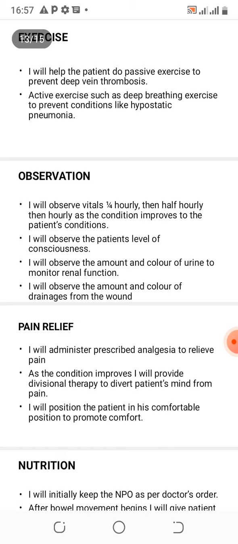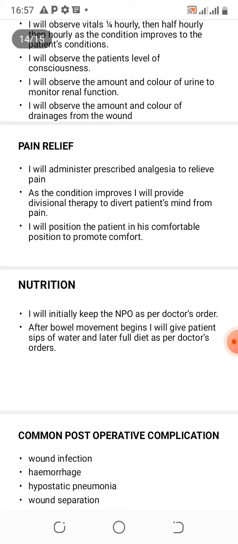Pain relief: I will administer prescribed analgesia to relieve pain. Then as the condition improves, I'll provide diversional therapy to divert the patient's mind from pain. Then I'll position the patient in his or her comfortable position to promote comfort. Then on nutrition, I will initially keep the patient nil per oral as per doctor's order. Then after bowel movement begins, I will give the patient sips of water and later a food diet as per doctor's order. So these are some of the points that may be needed in postoperative care.